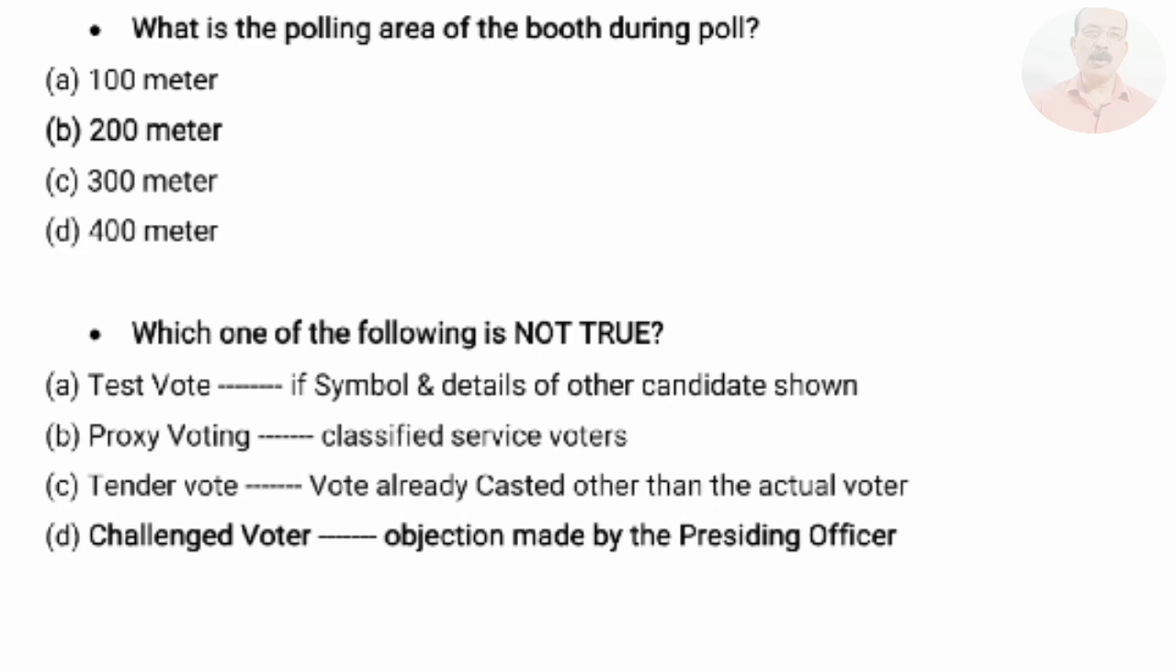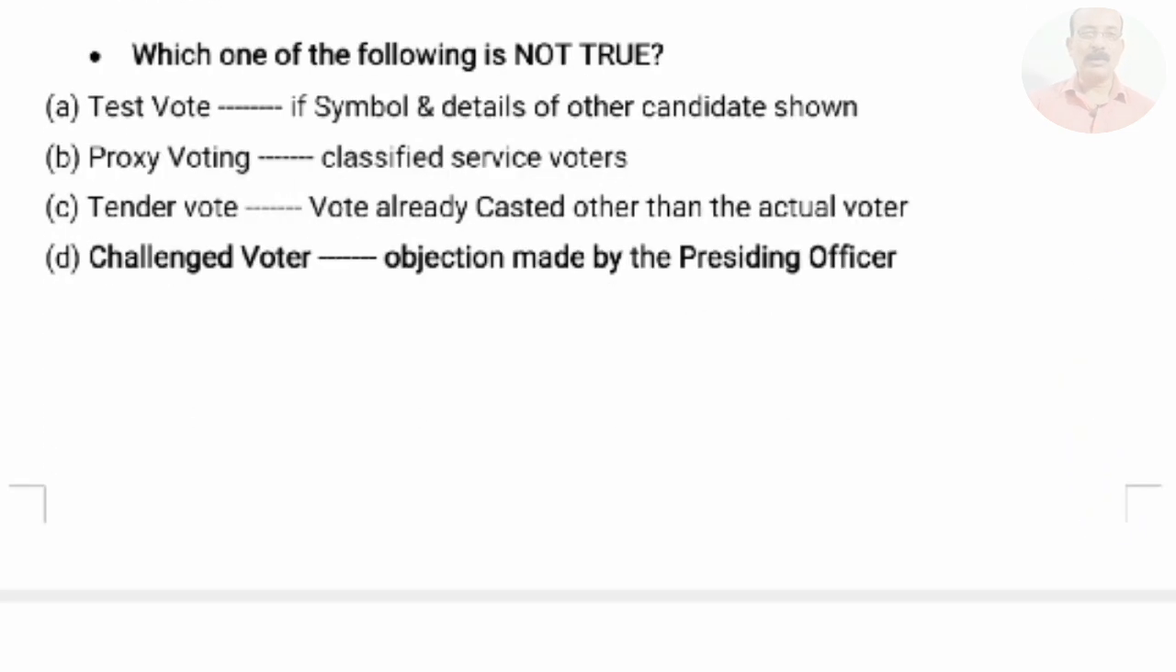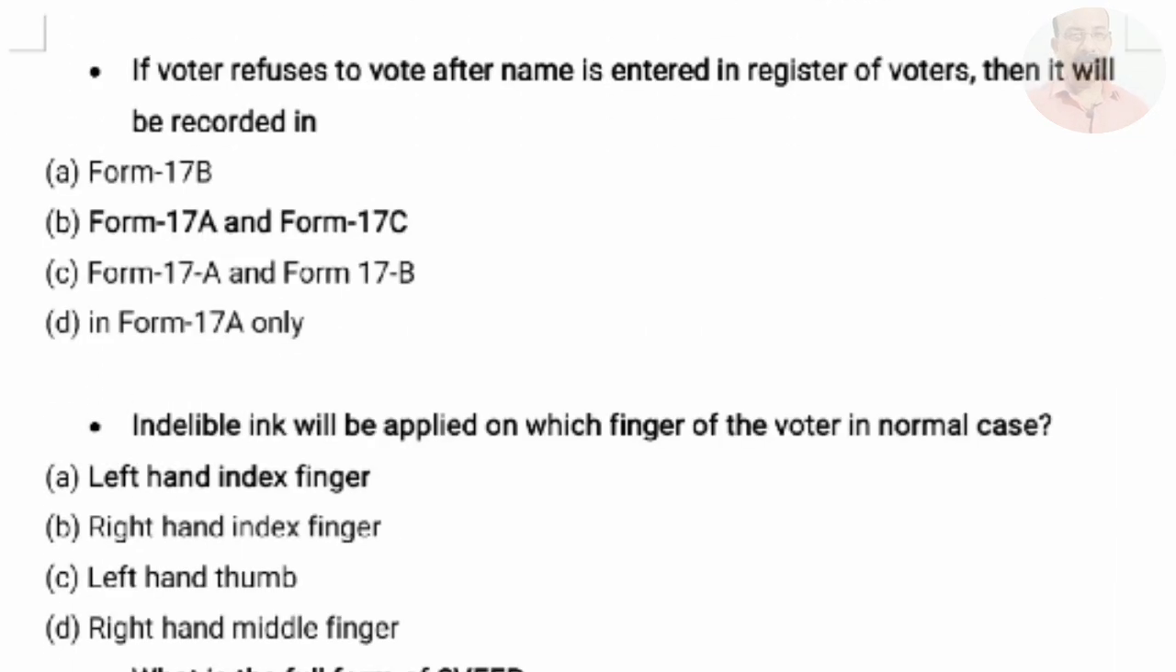What is the polling area of the booth during poll? 200 meters. Which one of the following is not true? Challenged voter, objection made by the presiding officer. If a voter refuses to vote after name is entered in the register of voters, then it will be recorded in Form 17A and Form 17C.